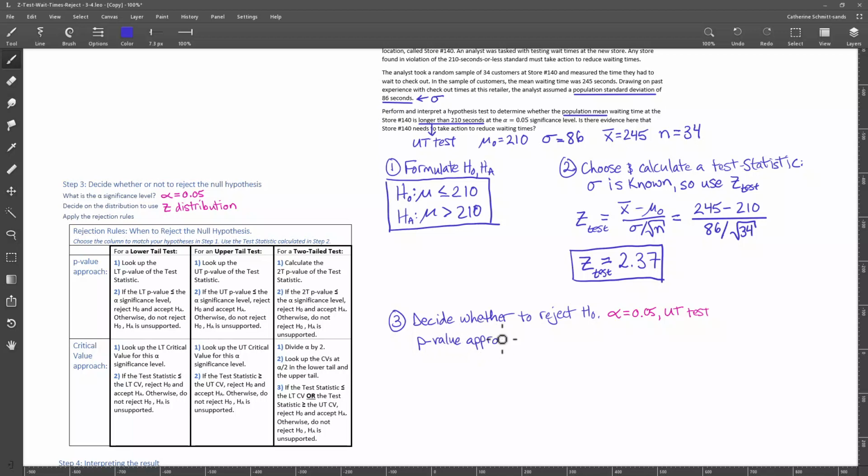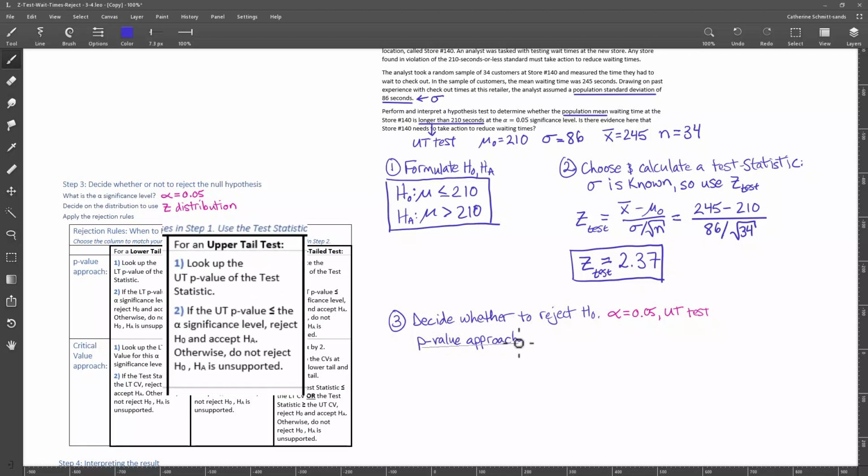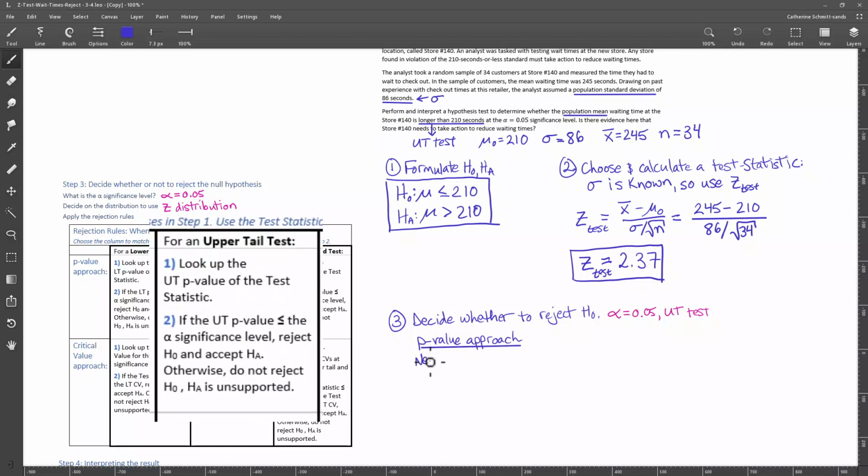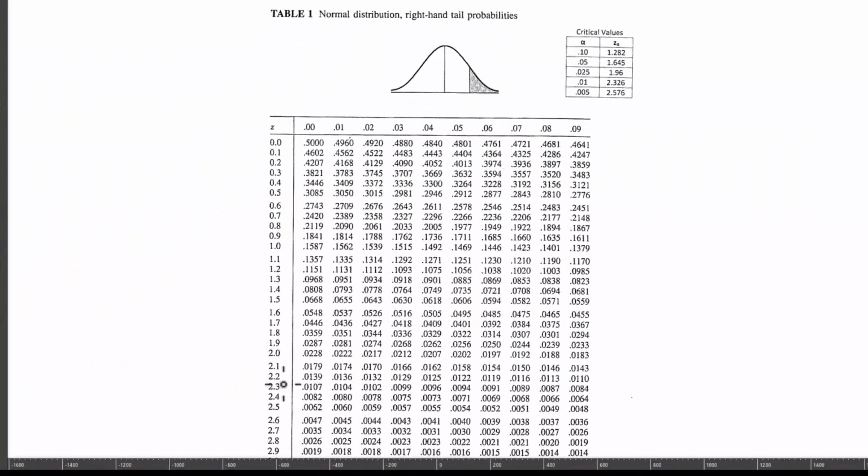And we'll start with the p-value approach. For the p-value approach to rejecting the null in an upper tail test, these are the rejection rules. The first thing we need to do is look up the upper tail p-value of the test statistic. The statistic is 2.37. Upper tail p-values for z-test statistics are found on the z table.